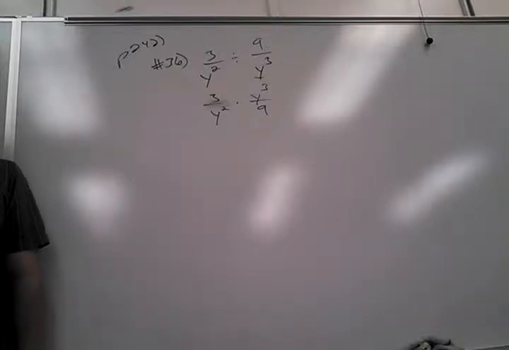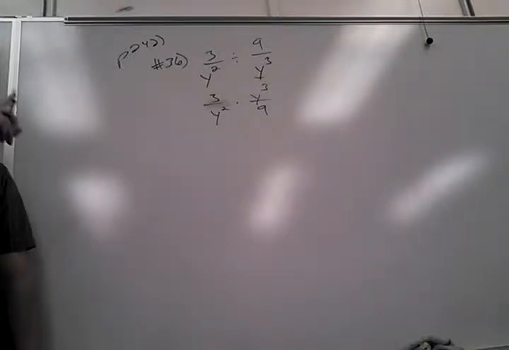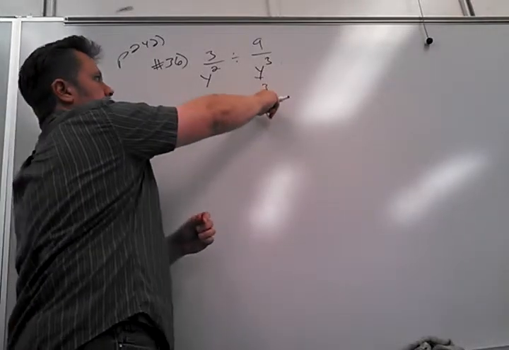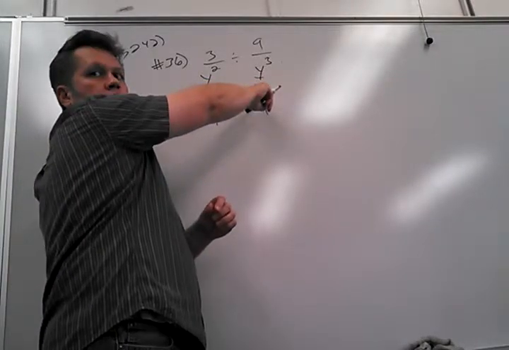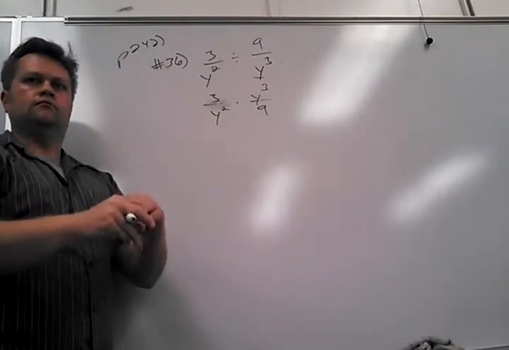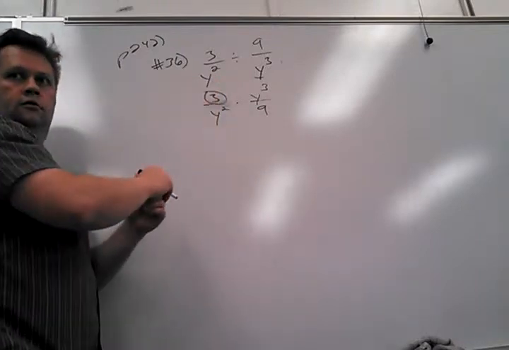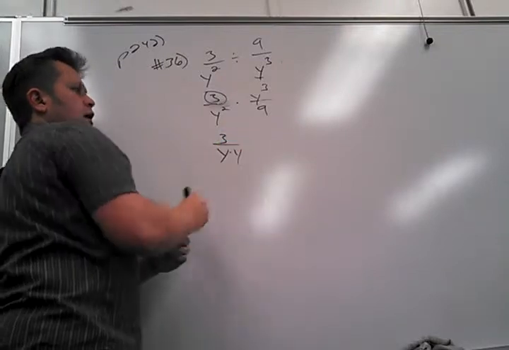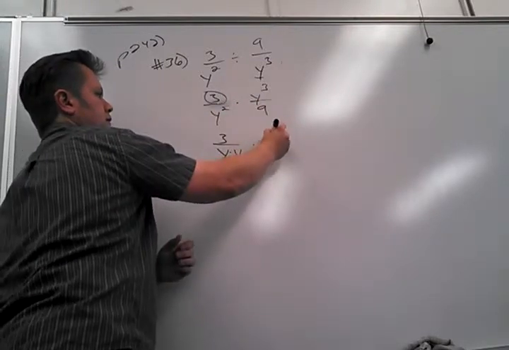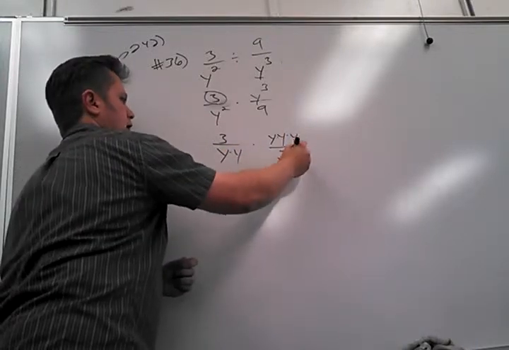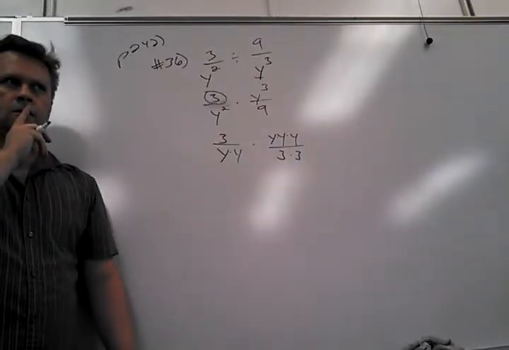3 times 3 is 9. Good, but I don't see a 3 and a 3. Okay, 3 times 3 is 9, but I only see one 3. So what I have here is 3 over y squared, and y cubed is 3 times y over 9, which is 3 times 3. So 3 cancels one 3.